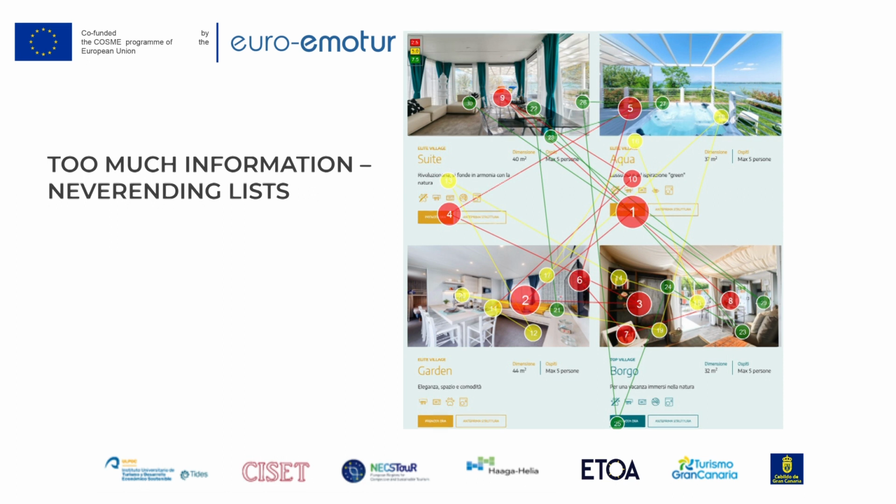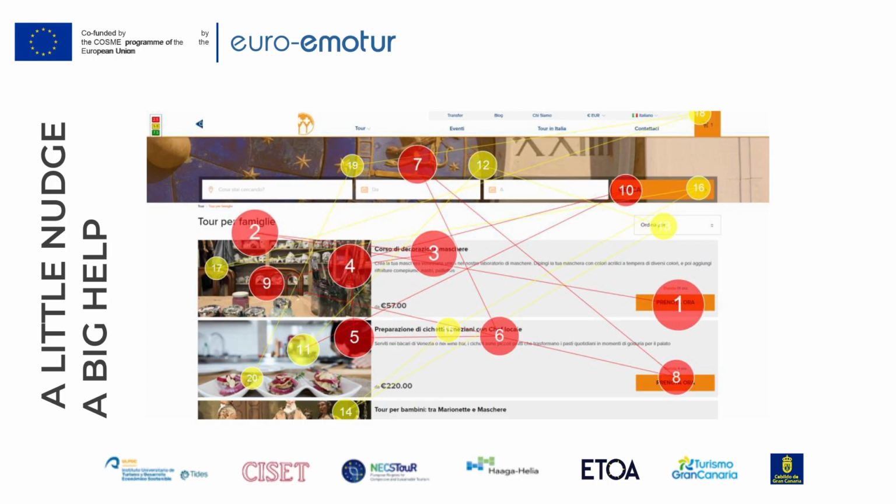Here we have another example. In this case it is again a list of tours, and we see it is becoming usual, this kind of pattern of the gaze plots, where you can see clearly that they are moving randomly through the surface, but not really spotting much, except maybe for the book now button, but book what? Because they all look the same.